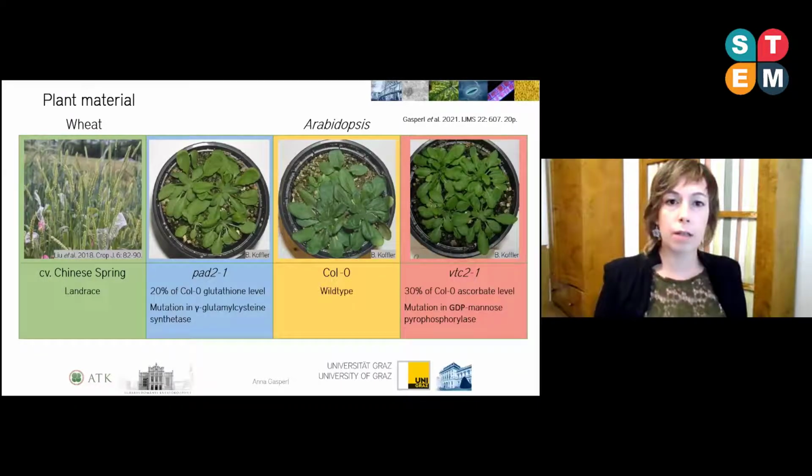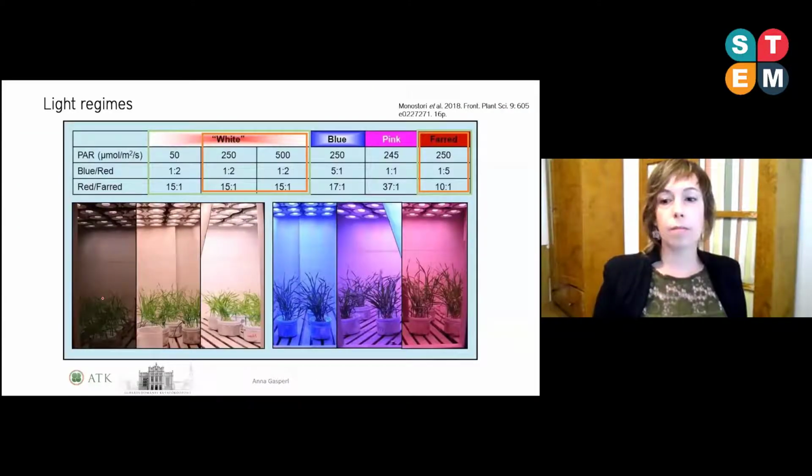In our most recent project, together with our Hungarian cooperation partners, we thought it would be interesting also to include these three types of Arabidopsis together with our main plant of interest, which is wheat. And in the labeling experiments, we used Chinese Spring, which is a landrace that's cold tolerant. I'll quickly go over the light regimes with you now. Our partners in Hungary have controlled environmental chambers with LED lighting, which can be changed in the intensity, as you can see here, but also at the very fine scale of the light spectrum.